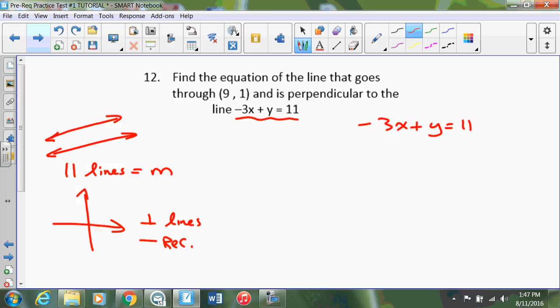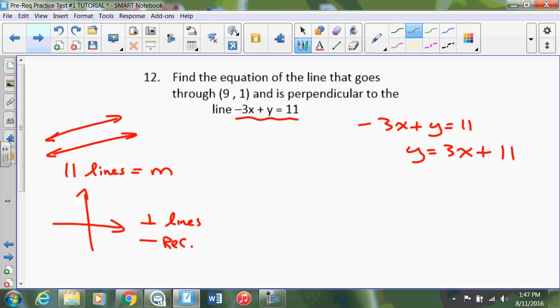and I'm going to go ahead and solve for y. I'm going to isolate y. I'm going to add 3x to both sides. And I can see right now that my slope is going to be 3. Okay, so the slope of the given line is 3.